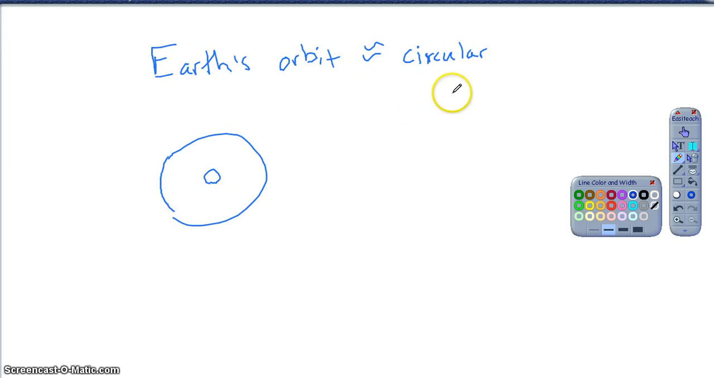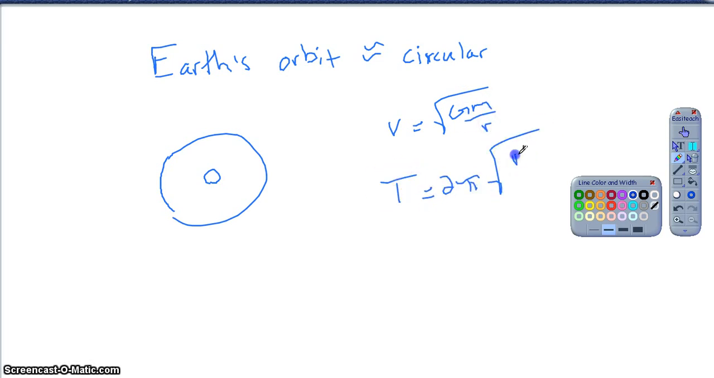Unless they say it's an elliptical orbit, we will work with the orbital velocity being the square root of GM over r, and the orbital period being 2 pi times the square root of r cubed over GM. So we'll always work with these unless they tell us otherwise.